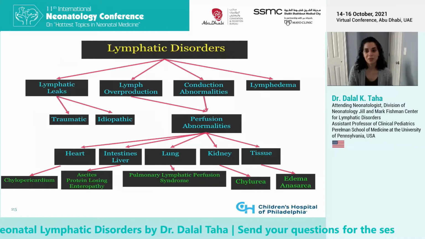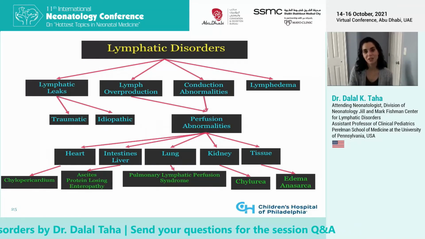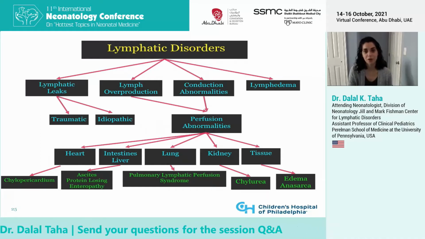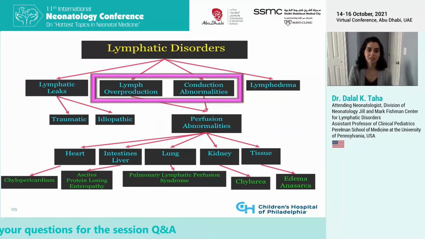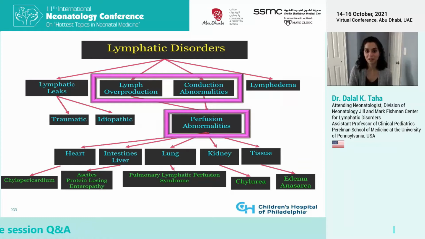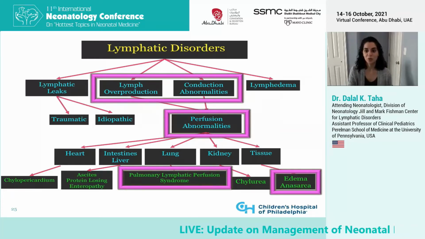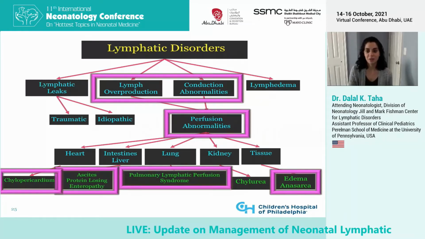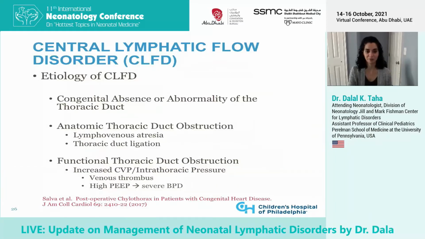So now that we've reviewed imaging and possible interventions, the remainder of my talk will be reviewing cases of neonatal lymphatic flow disorders. When there is overproduction of fluid or conduction abnormalities, it can result in lymphatic fluid perfusing abnormally to various organs. When lymphatic flow is just to the lungs, it results in pulmonary lymphatic perfusion syndrome. And when there is abnormal flow to 2 or more compartments with the presence of edema or anasarca, it is referred to as central lymphatic flow disorder.